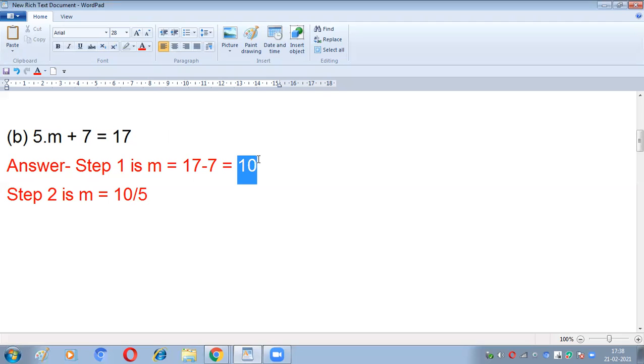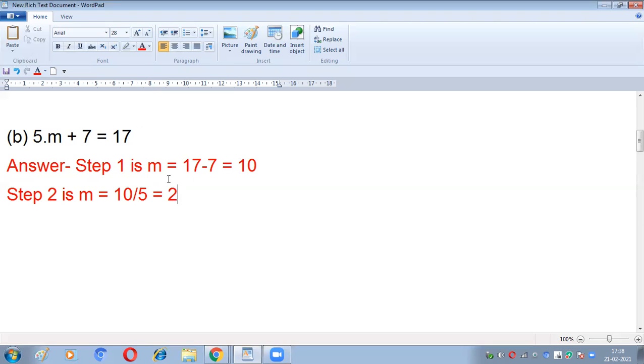10, this is the last result, and upon 5. Why? Because here on the left hand side, 5 is in multiplication form. So if this 5 m will shift to the right hand side, it will be in division form, divide sign. So 10 upon 5 is equal to 2.